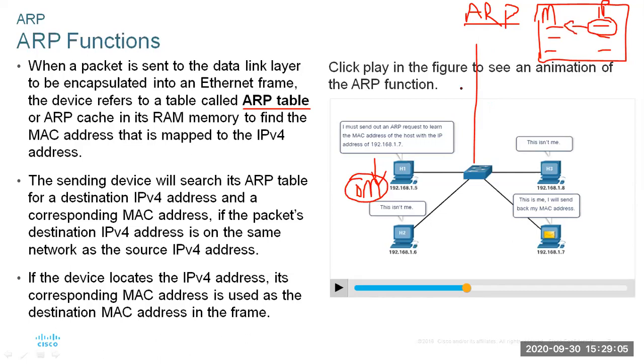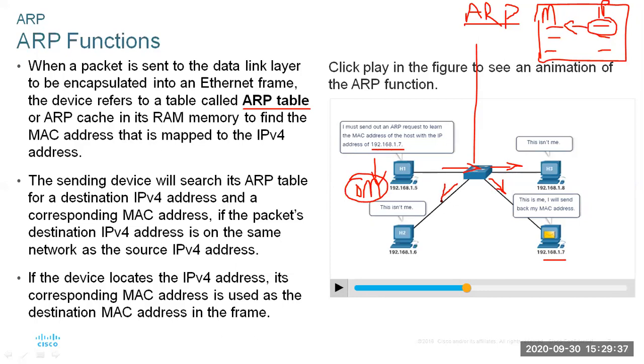All right. So I must send out an ARP request to learn the MAC address of the host with the IP address 192.168.1.7. Remember, this is 192.168.1.7. Okay. So what will happen? This guy will now send the frame to the switch, and the switch will send a broadcast. Remember, we said a switch is a broadcast device.